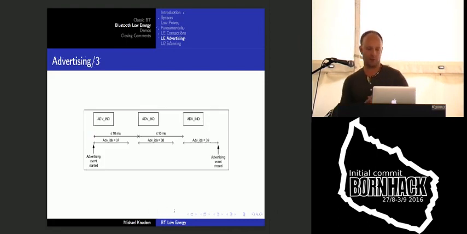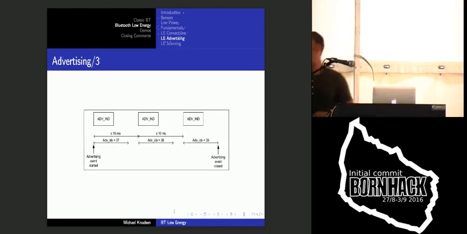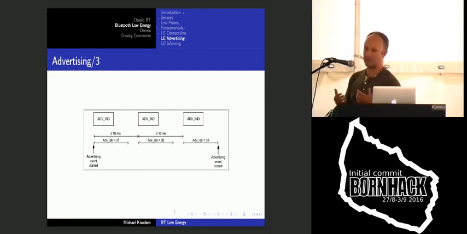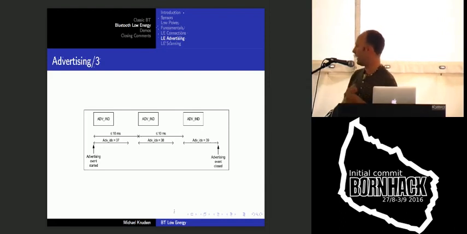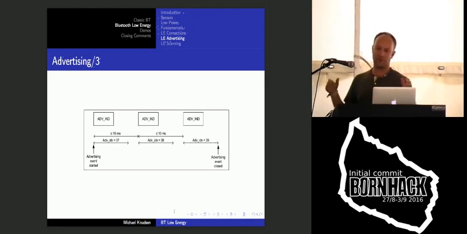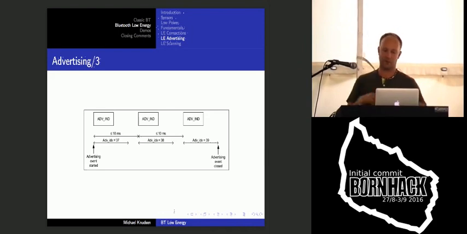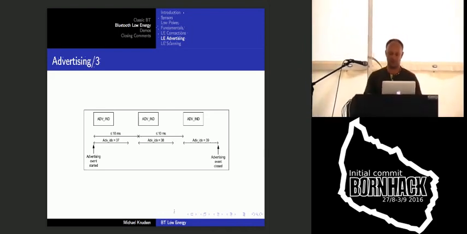So basically, this is what advertising looks like. We first get an advertising on channel 37, which is the first advertising channel. Then one on channel 38, and finally one on 39. And then basically we're done with this. Once we've done these 3 advertisings, we turn off the radio and maybe go back to sleep unless we have something else to do.